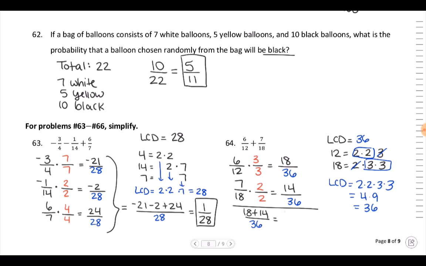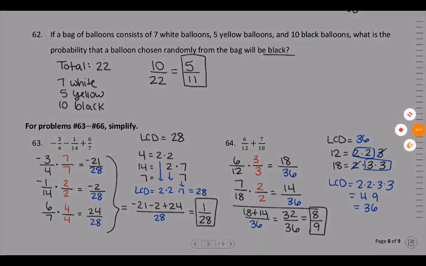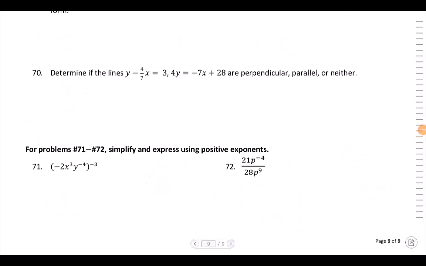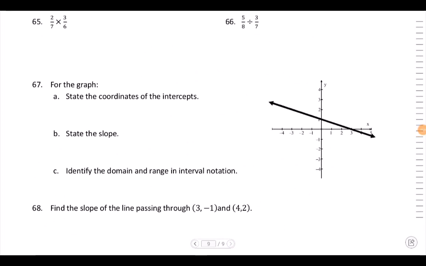What's 18 plus 14? It's 32. And in this case, we need to reduce that because it's not fully simplified. So 32 over 36 is going to reduce to 8/9. If I divide them both by 4, I get 8 over 9. That would be my final answer there. Okay, we are on the last page.